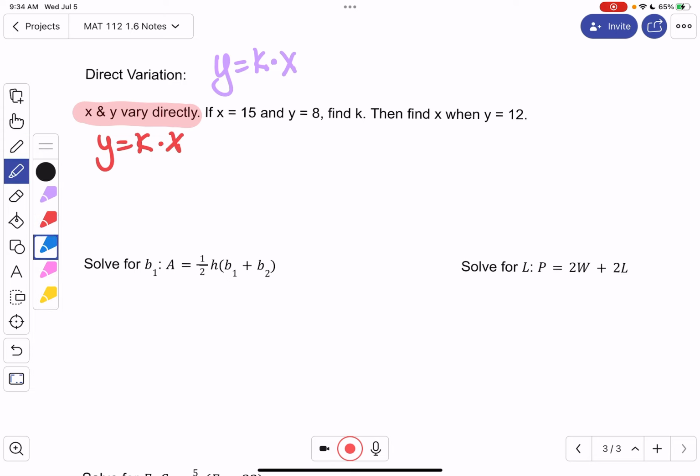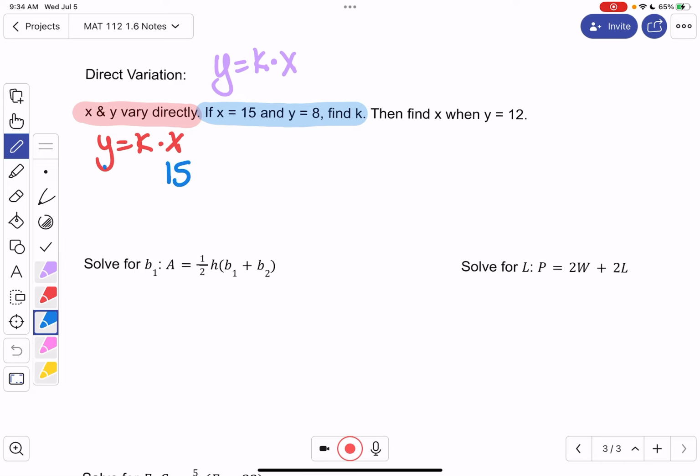Then they tell us, if x equals 15 and y equals 8, find k. So instead of x, I'm going to write 15. Instead of y, I'm going to write 8. And then I solve for k. So I'm going to divide both sides by 15. And we get 8/15 equals k.